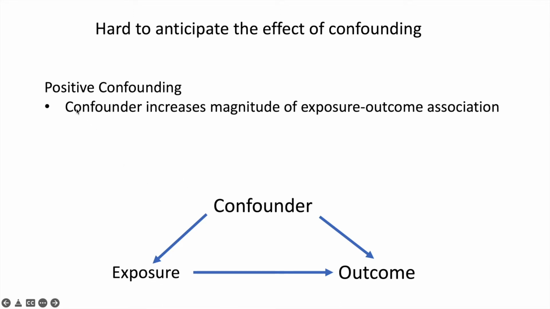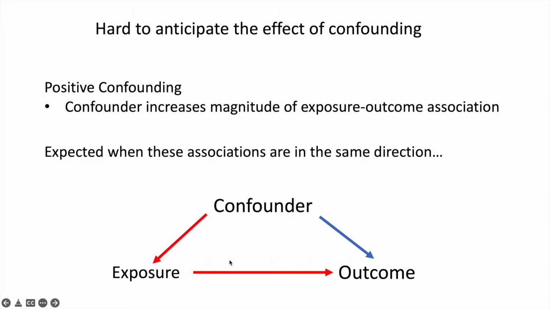So, positive confounding is when the presence of this confounder causes this relationship to be amplified between the exposure and outcome. And that happens when the confounder and the exposure and the outcome have a similar relationship. So let's just say the confounder and the exposure have a positive relationship, so as the confounder goes up, the exposure goes up. And this is also the case with the exposure and the outcome. They're positively related. Then the presence of this confounder is going to amplify this exposure-outcome relationship.